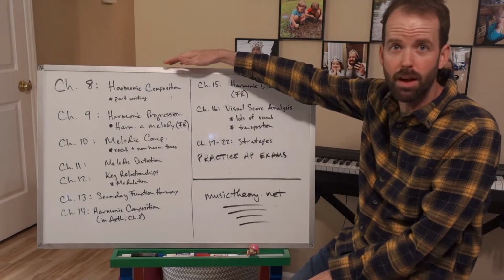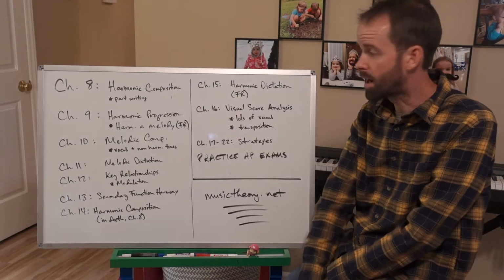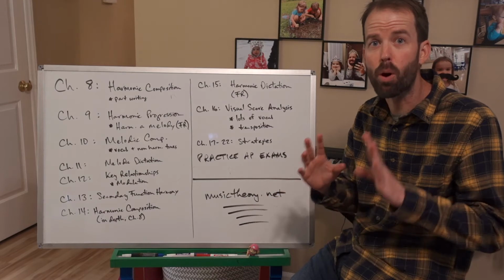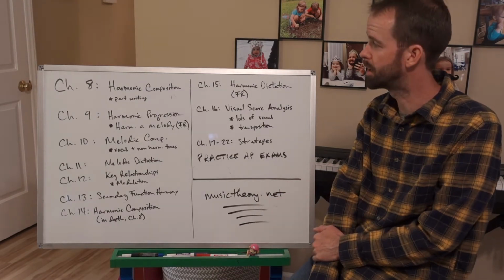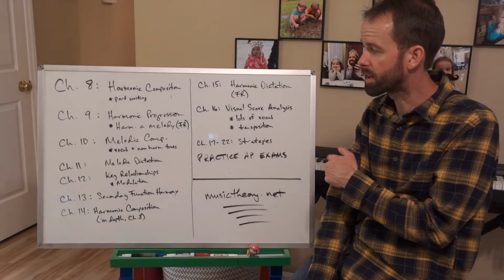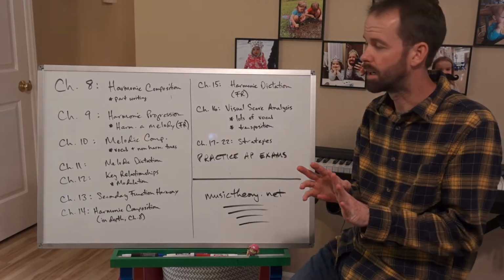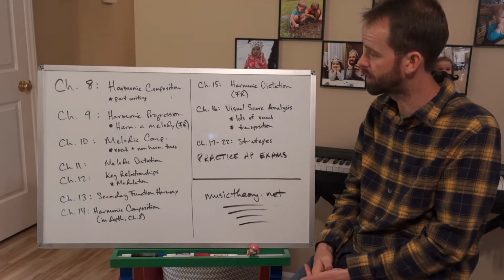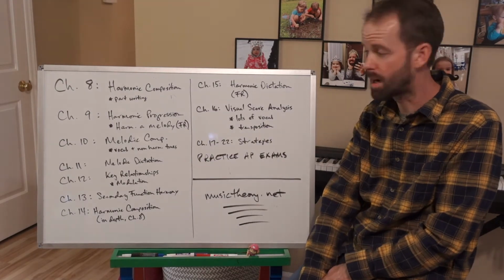So chapter 8, I hope you can read this. If not, I'm going to read through it. Chapter 8 is harmonic composition, and the basic idea of that chapter is part writing, which is a part of the free response of the AP exam. Chapter 9 is harmonic progression. The main premise of that chapter is going to be harmonizing a melody, which is also a free response portion of the exam.